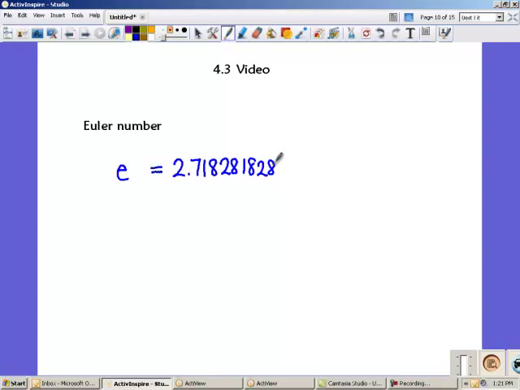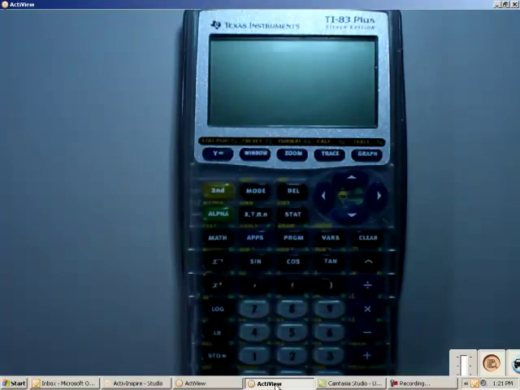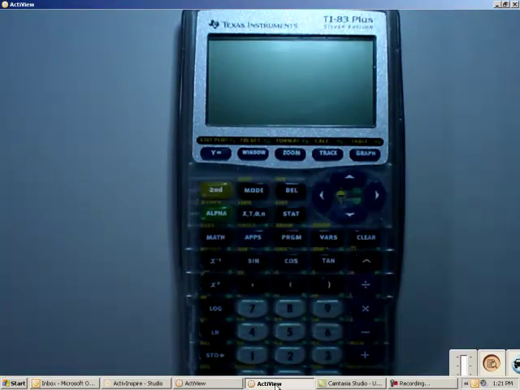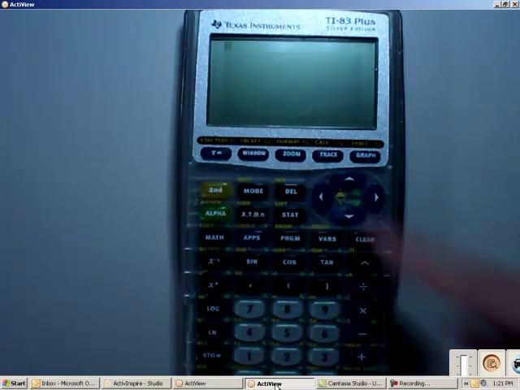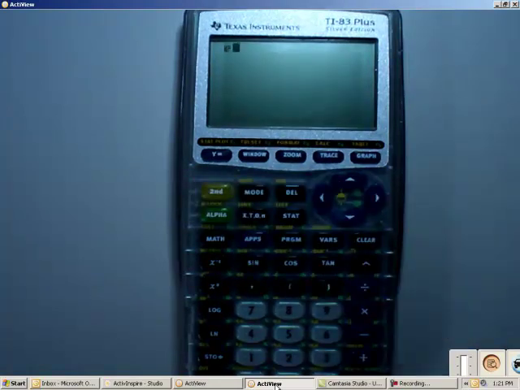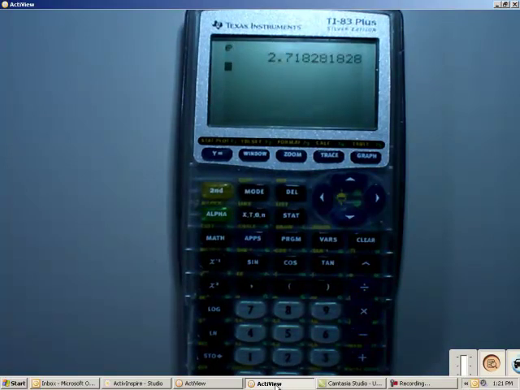So in your calculator, I'm going to show you where E is. It is the second key. Oops, let me turn it on. The second division sign will give you that number. And if you push enter, of course, you'll get the same number that I got on the board.